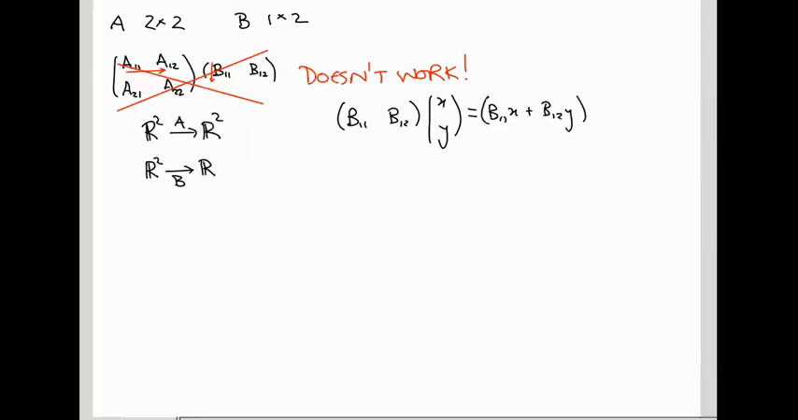So AB is supposed to be what happens if you do B followed by A. So that's supposed to go from R2 to R along B. And then, well, you can't go any further, right? Because A is supposed to go from R2 to R2. Doesn't make any sense, because we're already in R rather than R2.